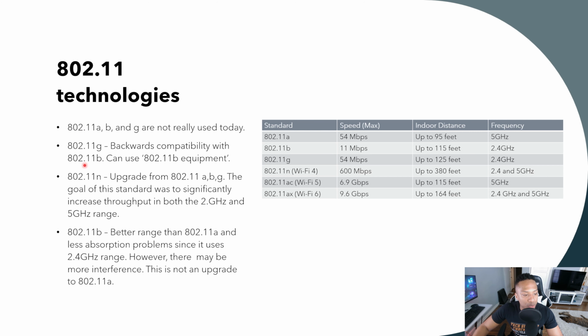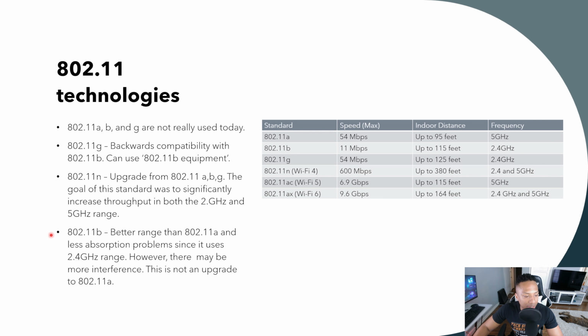If you had 802.11b and you wanted to upgrade to G, you can use the same equipment. So 802.11g is backwards compatible with 802.11b. 802.11n was essentially an upgrade from 802.11a, b, and g. As you can see, it uses both 2.4 and 5 gigahertz, and the speed is a lot higher, so it was meant to upgrade all three of those standards.